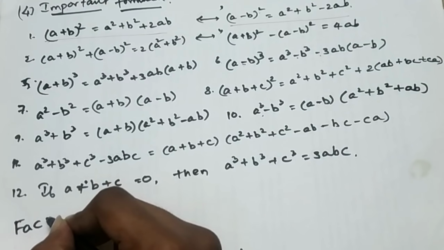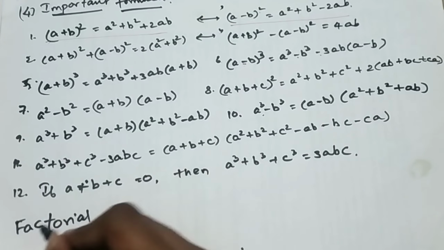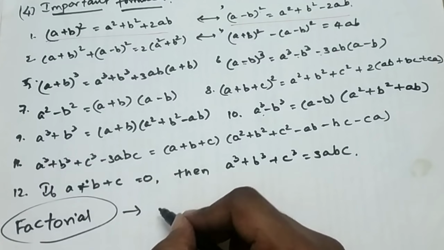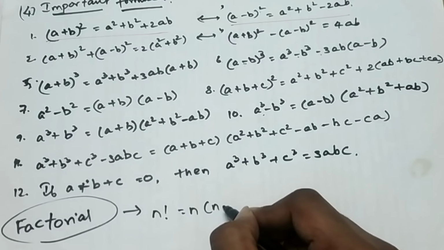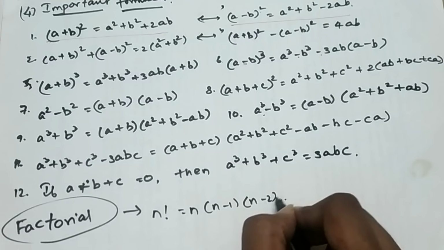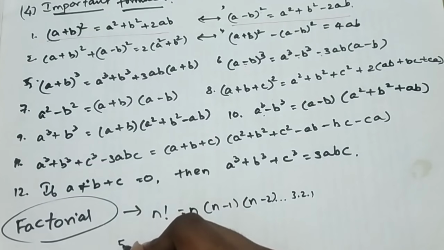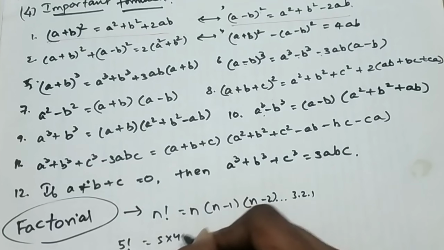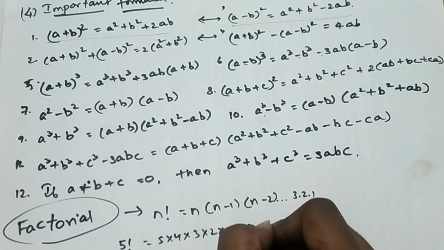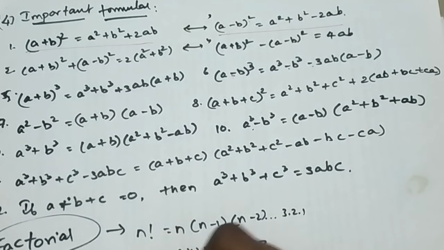And let us see the factorial. The factorial n! will be n into (n − 1) into (n − 2), and so on up to 3 into 2 into 1. For example, 5! is 5 into 4 into 3 into 2 into 1, which is 120. For 0!, it is 1.